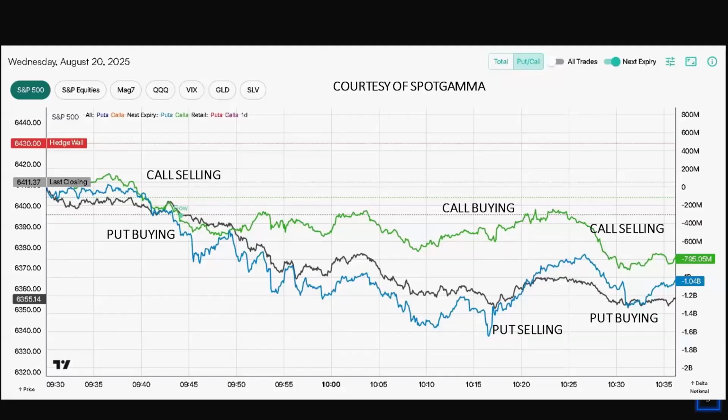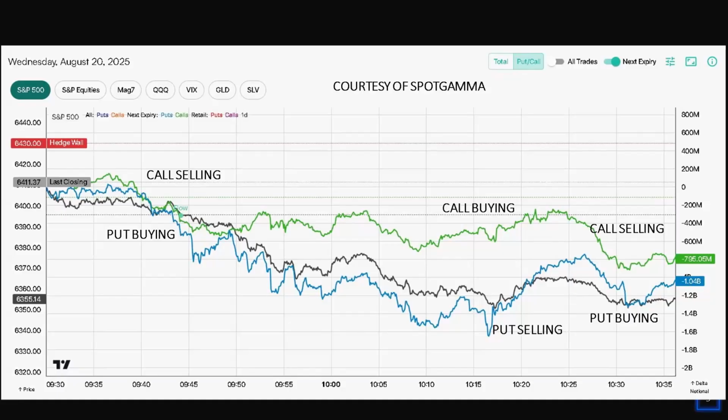This is the spot gamma hero chart. Hero stands for the hedging impact of real-time options. This is again for that same time frame from yesterday. It's looking at the 0 days to expiration trades. The calls are in green, the puts are in blue.